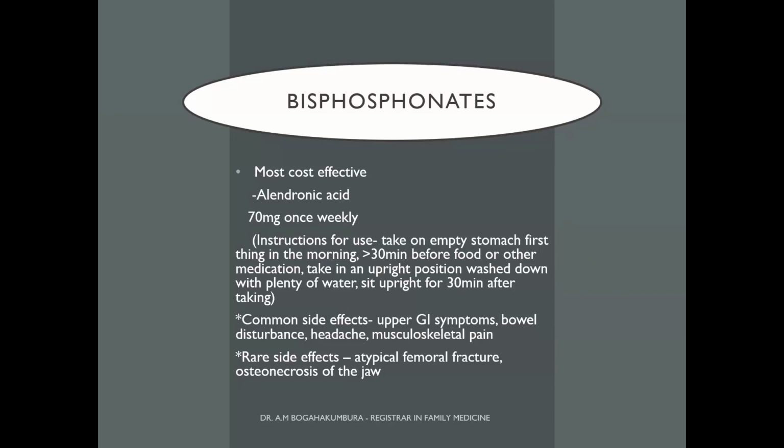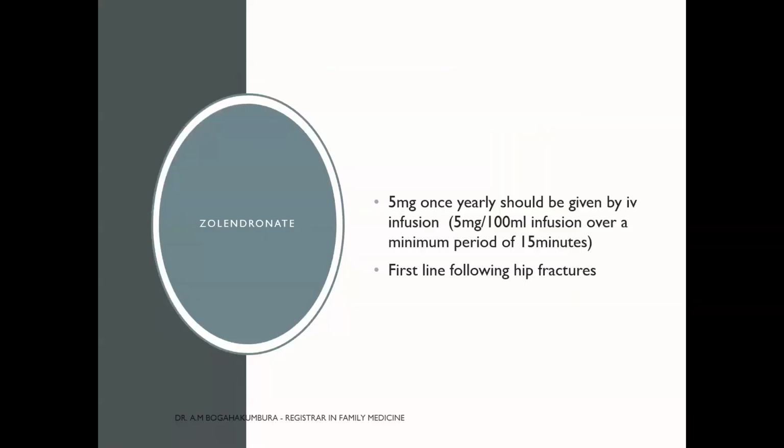Before starting alendronate, we have to refer the patient to the dental clinic if she is having any dental problems, and we have to avoid any major dental procedures while on alendronate treatment. If there are any major procedures to be done, they should be done before starting bisphosphonates. And about zoledronate, it is an IV preparation. It is given 5 mg once yearly by IV infusion, and it is first line following a hip fracture.